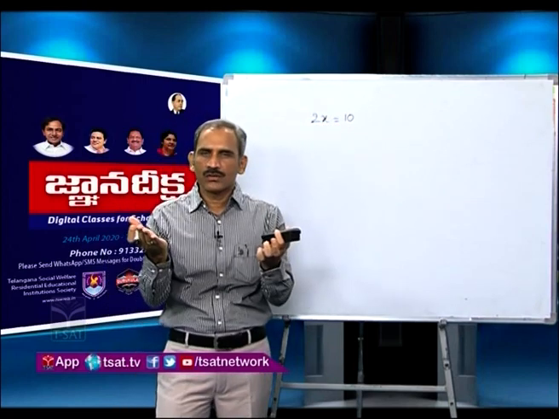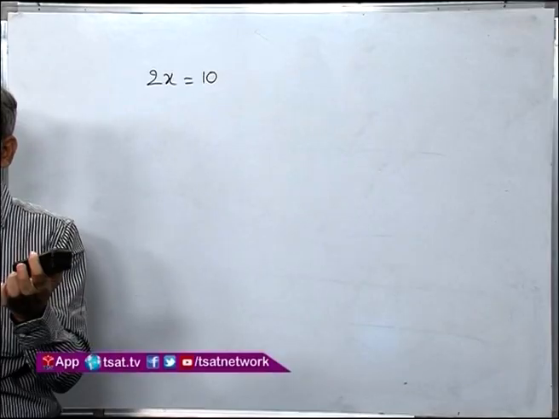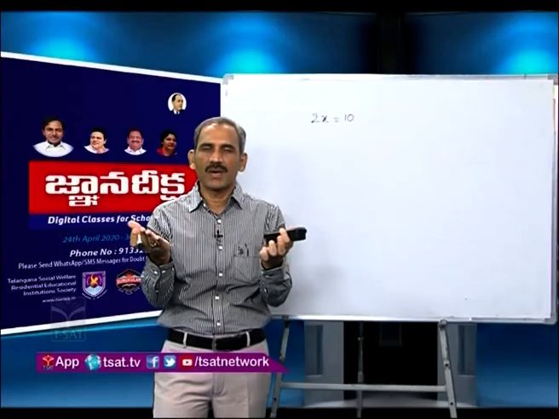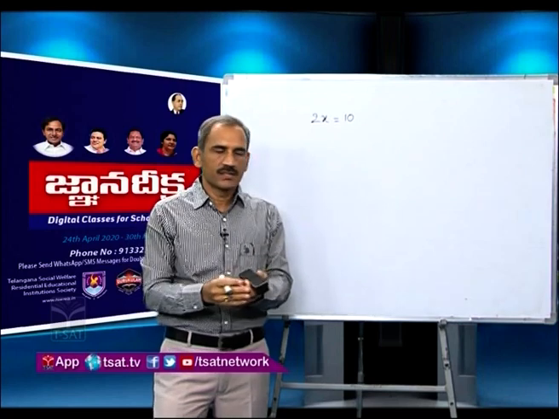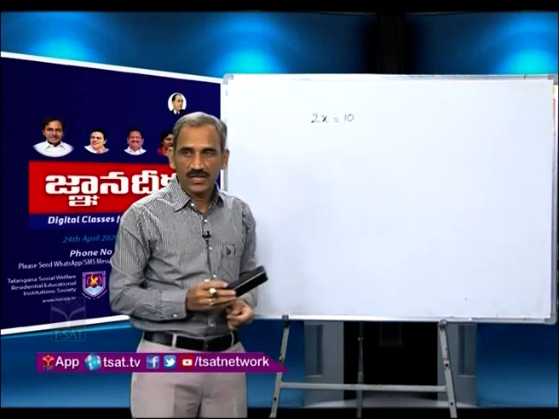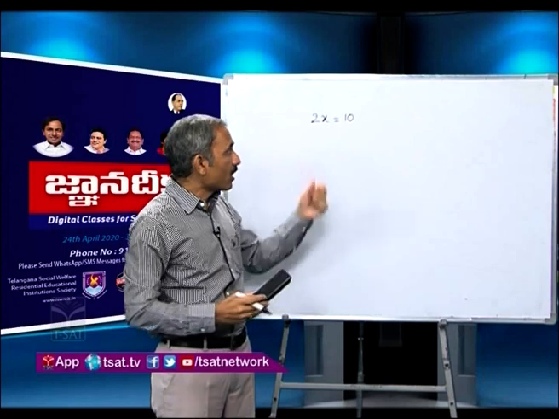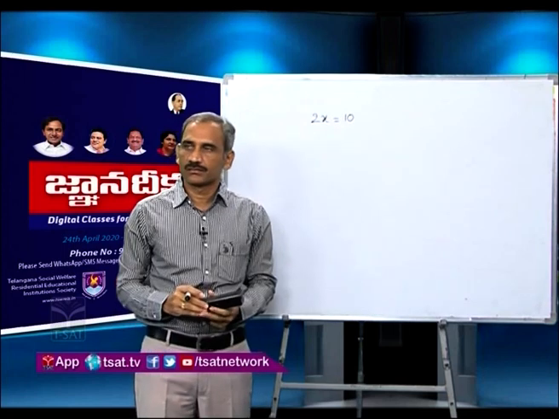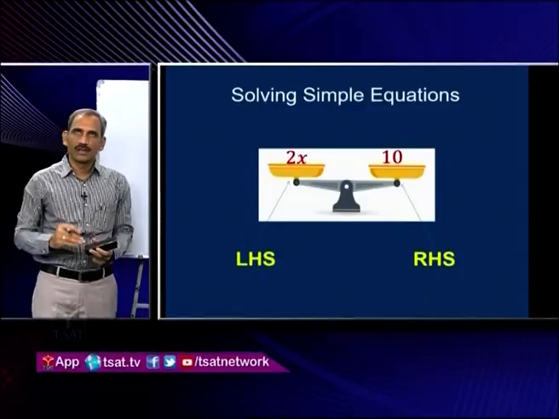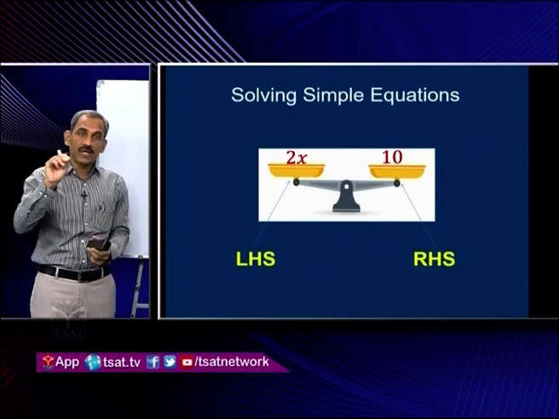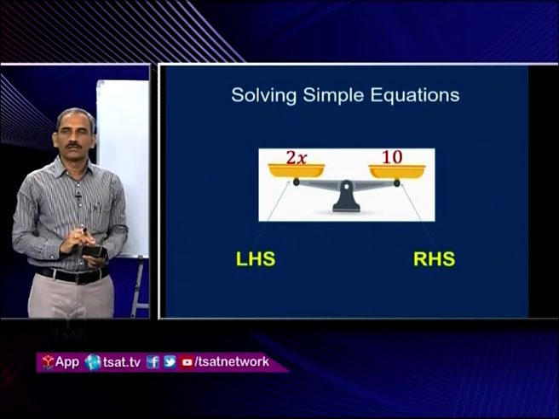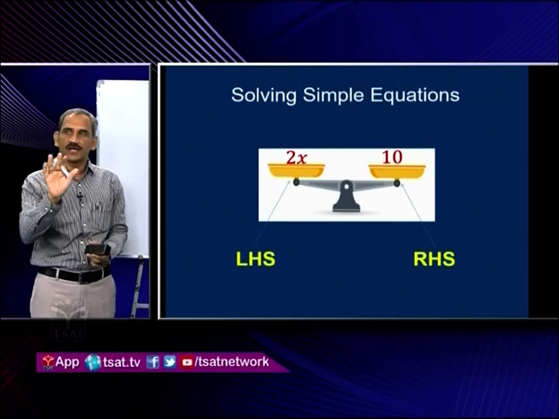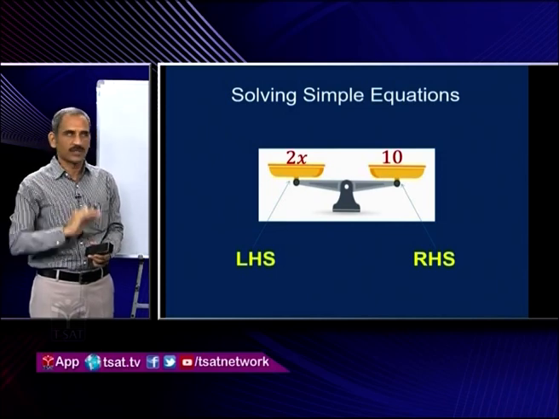Why I denoted those LHS and RHS on a weighing balance, I will tell you later. Just now the equation is 2x equal to 10. Now, I want to find the solution of the equation. That means, now I have to find the value of the variable which satisfies the given equation. Am I right? That is called solution.